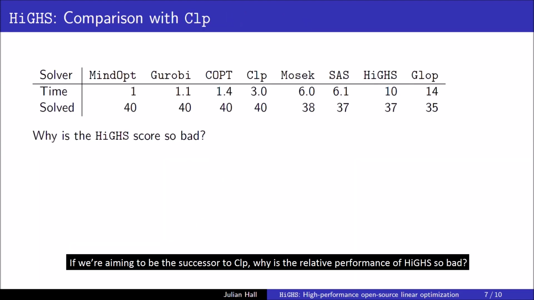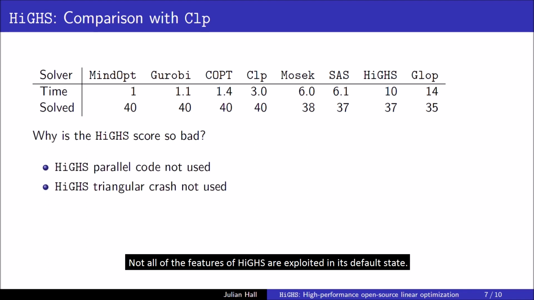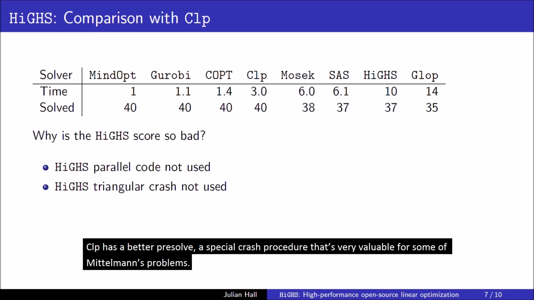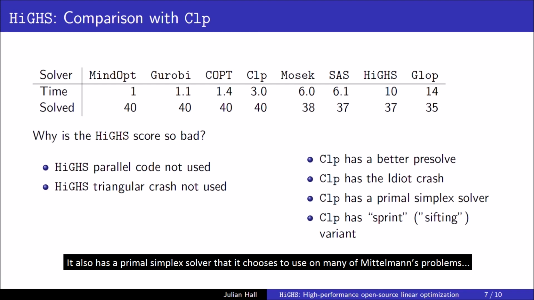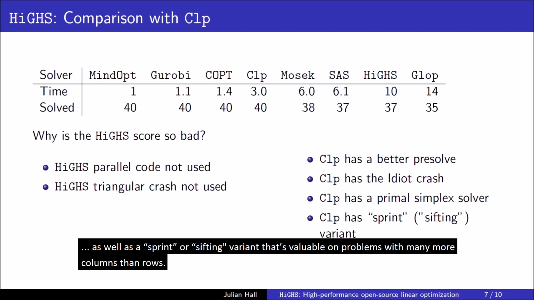If we're aiming to be the successor to CLP, why is the relative performance of HiGHS so bad? Not all of the features of HiGHS are exploited in its default state. Also, CLP has a better pre-solve, a special crash that's very valuable for some of Mittelmann's problems. It also has a primal simplex solver that it chooses to use on many of Mittelmann's problems, as well as a sprint or sifting variant that's valuable on problems with many more columns than rows.